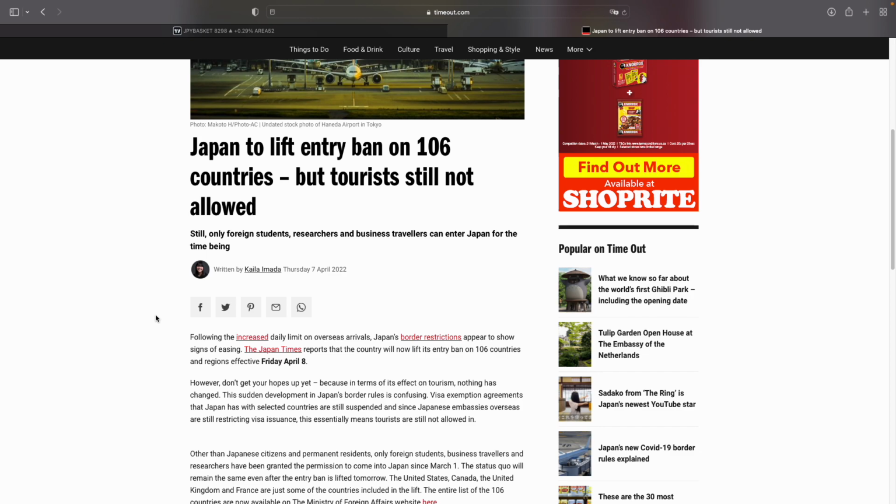Now, yes, you can argue that tourists do play a big part in the country's economy, but just for the fact that they are going to allow 106 countries to be able to gain access back into their country is a good thing for the economy. So it says here, still only foreign students, researchers and business travelers can enter Japan for the time being, which is a good thing for the economy.